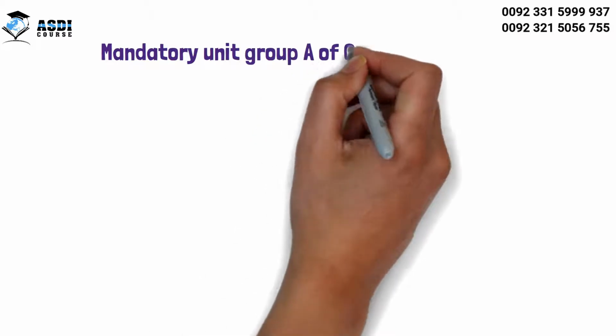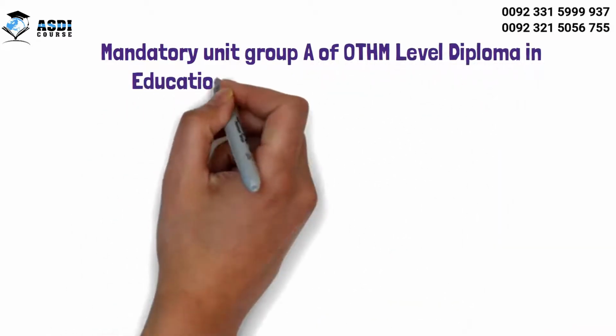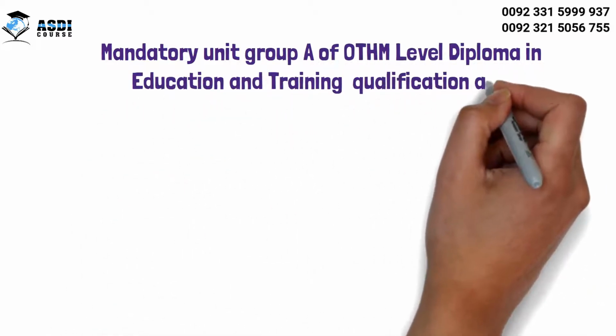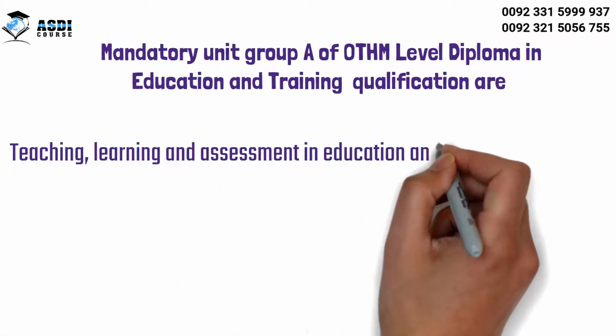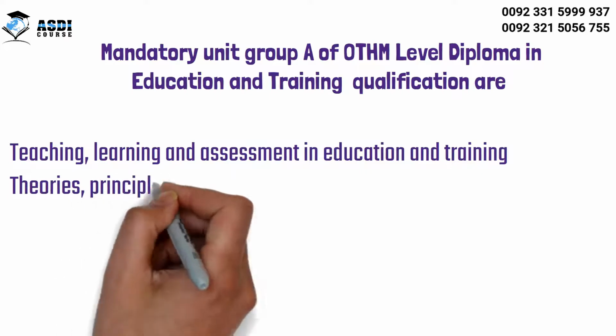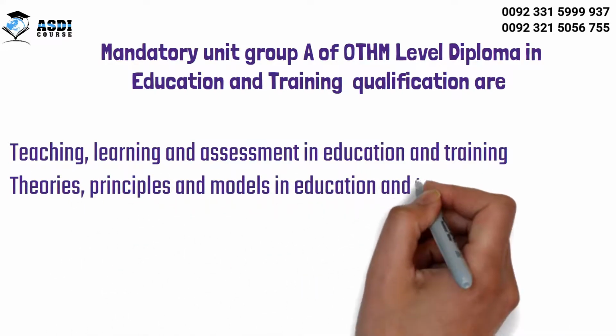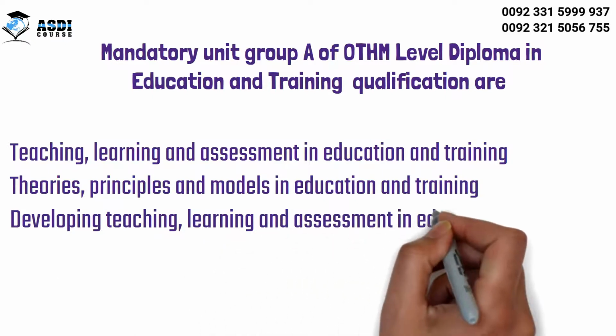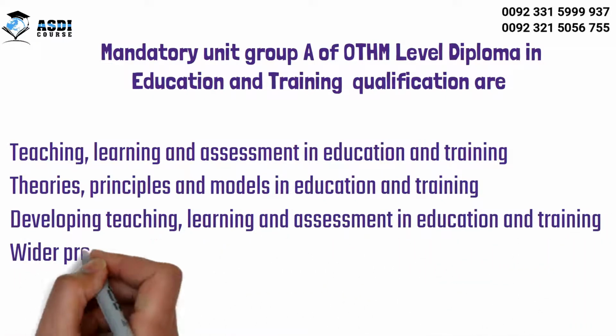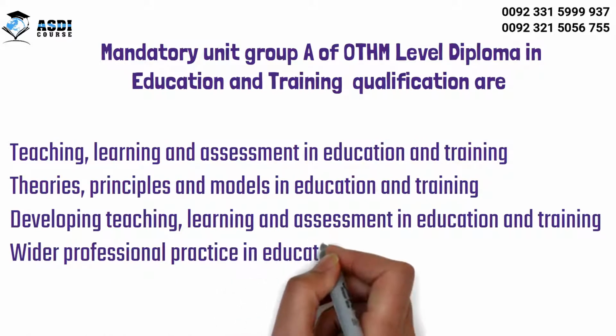Mandatory Unit Group A of OTHM Level Diploma in Education and Training qualification are Teaching, Learning and Assessment in Education and Training, Theories, Principles, and Models in Education and Training, Developing Teaching, Learning and Assessment in Education and Training, Wider Professional Practice in Education and Training.